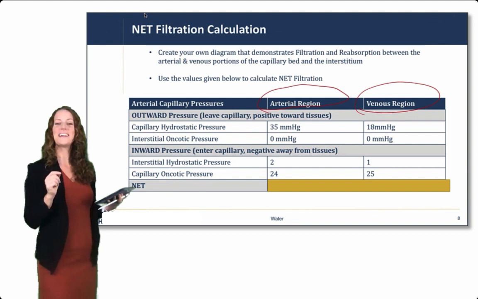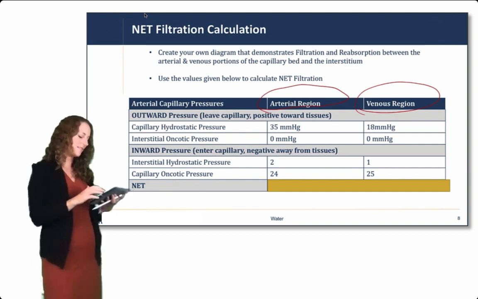Okay, did you do it? So what did you get? Let's look at the arterial side and then the venous side first.